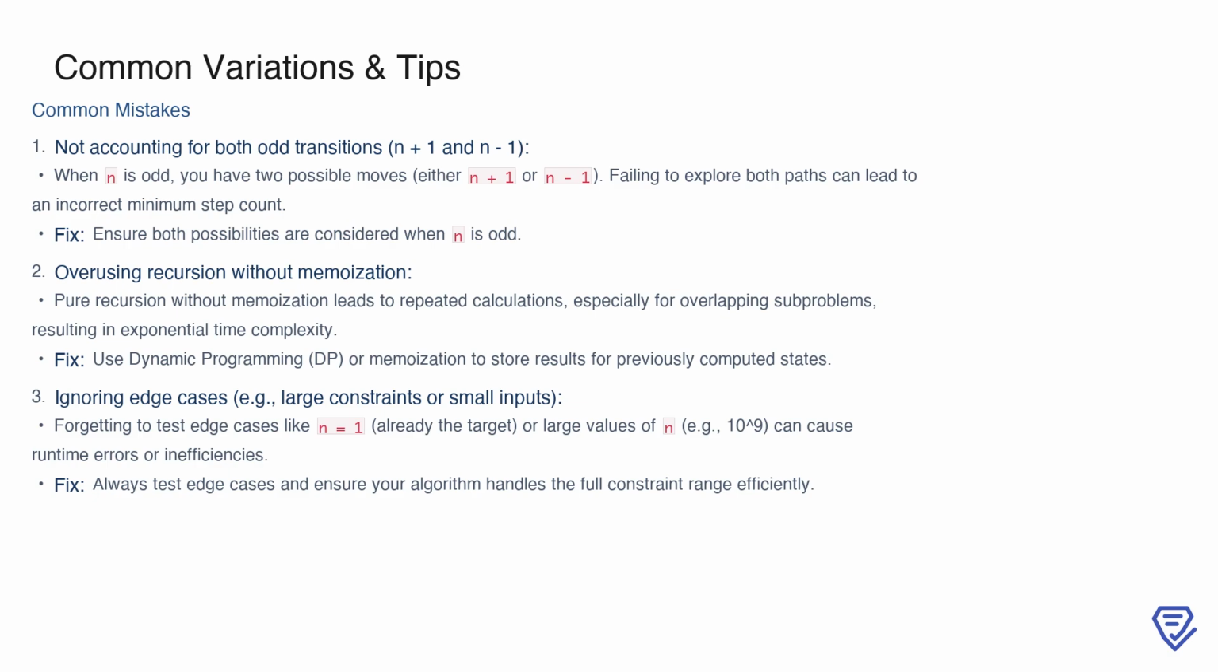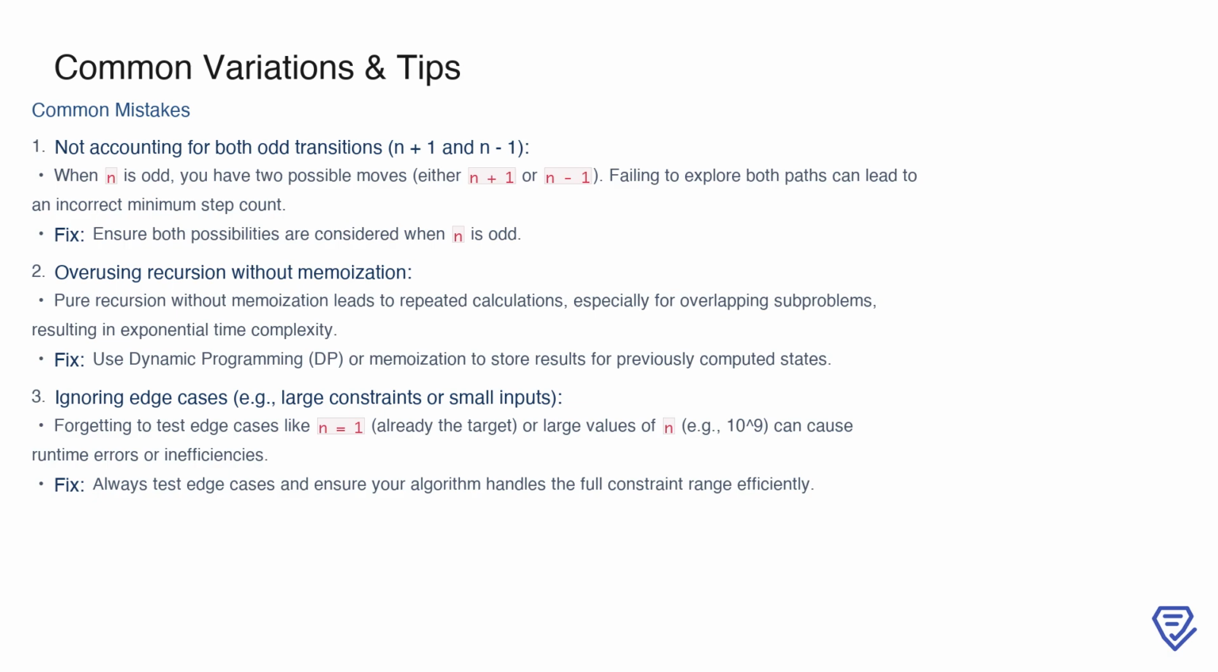Since this problem involves overlapping subproblems, repeatedly recalculating the same states can lead to exponential time complexity, which is highly inefficient. To fix this, you can use dynamic programming or memoization to store results of previously computed states and avoid redundant calculations. Lastly, it's easy to overlook edge cases, such as very small inputs like n equals 1, where no operations are needed, or extremely large inputs, like n equals 10^9, which could cause runtime errors or inefficiencies if the algorithm isn't designed to scale.